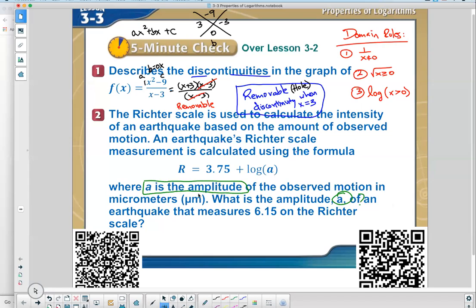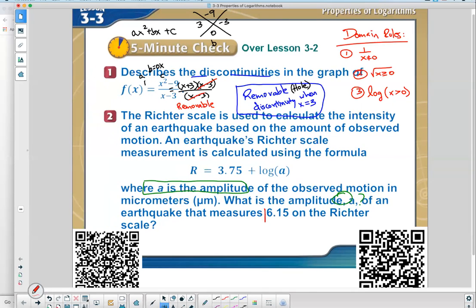So now we're taking a look at number 2. If A is the amplitude, and this says what is the amplitude A, so that's what we're looking for, in 6.15 on the Richter scale. Where is that going to go on the problem? Where the R is. Yeah, the R stands for Richter scale. So I'll put 6.15 right there. 6.15 is the R, equals all this.